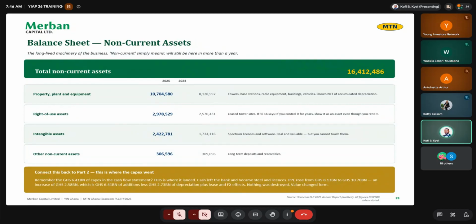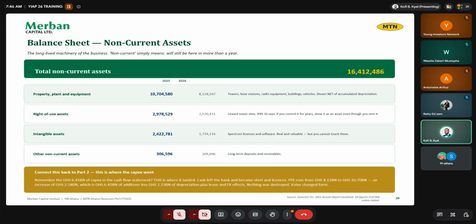Now, yesterday we came across this term non-current. Basically, it's the long-lived machinery of the business. Non-current simply means it will still be here in more than a year, it will be in your books more than a year. The current ones are within a year. Non-current, more than a year.